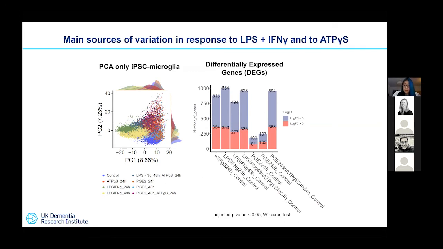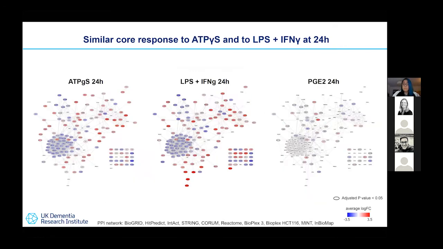When we focus on the protein-protein interaction networks of the genes that had the strongest fold changes in either of these three conditions at 24 hours, which are exemplified here in color, in blue those that are downregulated and in red those that are upregulated, what you can see is the direction of the change and the strength of the change. We observe a quite similar response between ATP gamma S and LPS and interferon gamma, and a quite milder response to prostaglandin E2 by comparison.